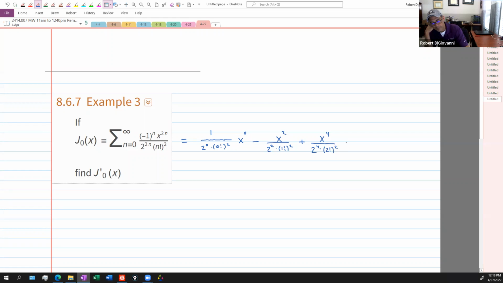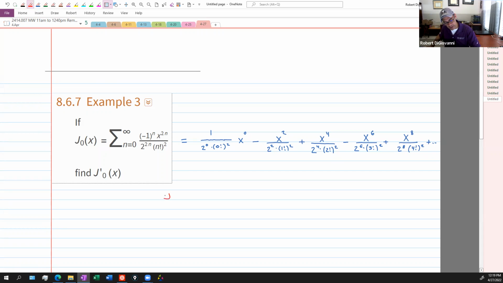Let's do 2 more. Minus this time, x to the 6th over 2 to the 6th times, where are we at? We're plugging in 3, right? So 3 factorial squared. One more, plus x to the 8th, 2 to the 8th, 4 factorial squared, and the next one will be minus, but I'm going to put plus there. All right, that's me writing out the first few terms. The reason I did that is just to help you see what the derivative is going to be.